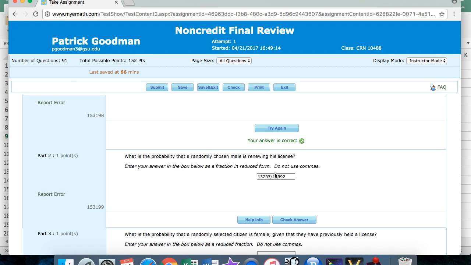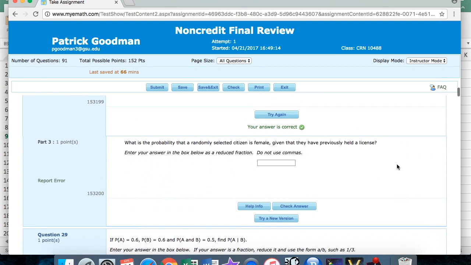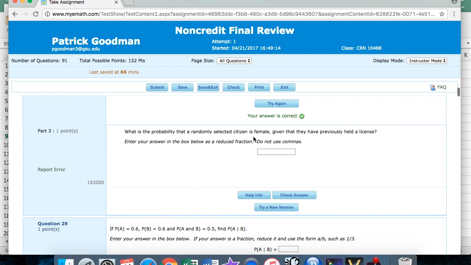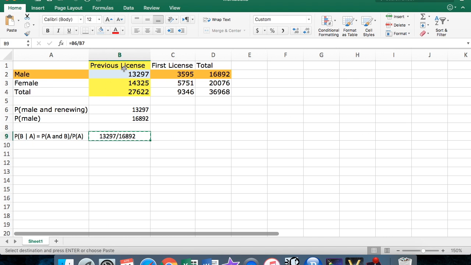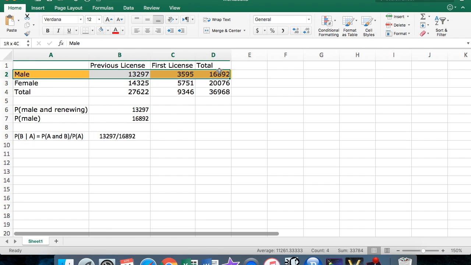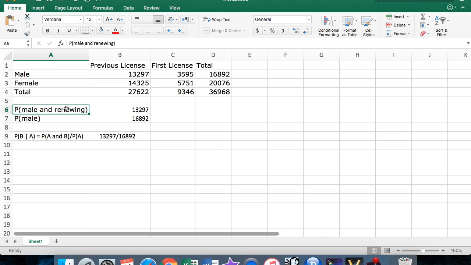But if you're deleting extra spaces, don't delete any of the numbers. Check answer, and it should be the green of happiness. What is the probability that a randomly selected citizen is female given they had a previously held license? Okay. So now change it slightly. So let's do no fill here, no fill, no fill. And this is actually pretty good because there's only really one of these problems. So this will help us out a little bit.